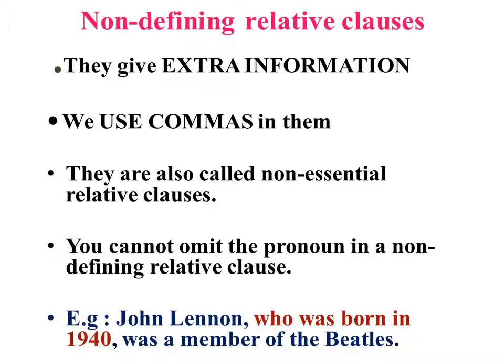For example, John Lennon, who was born in 1940, was a member of the Beatles. All right? So I can omit "who was born in 1940", and I can keep the sentence, John Lennon was a member of the Beatles, and the meaning would remain the same. Unlike the defining relative clause, you can't omit anything. The information is essential.